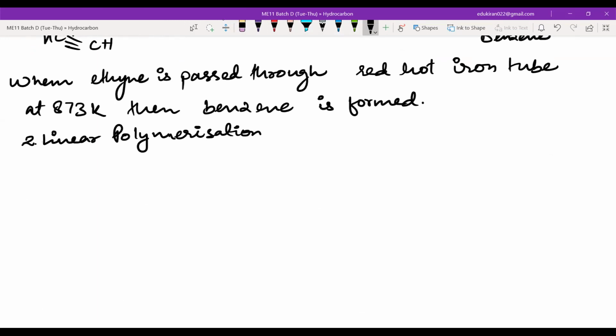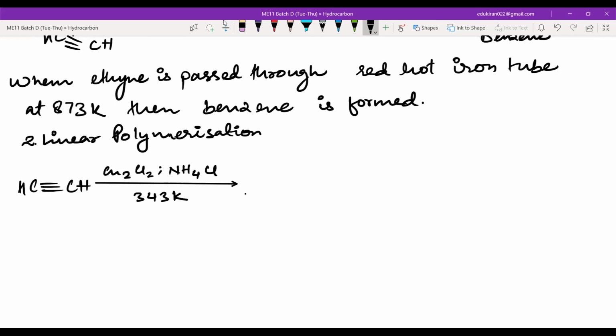Linear polymerization. Now in linear polymerization, let me start with a simple example of again ethyne molecule, CH triple bond CH. Then you're going to react this with cuprous chloride in the presence of ammonium chloride, Cu2Cl2, presence of NH4Cl at 343 Kelvin.